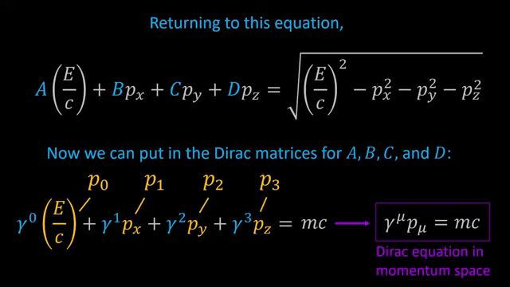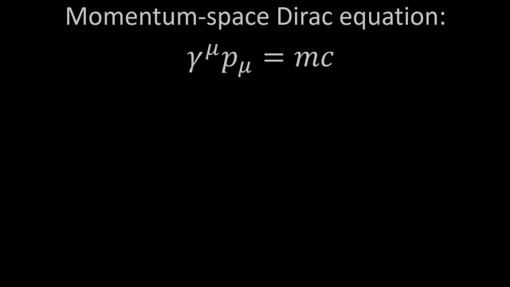And so what we're looking at here is the Dirac equation in momentum space, where we see that when you take each of the Dirac matrices multiplied by each of the components of the 4 momentum, and you add it all up, that gives you the mass of the particle times the speed of light. That's a beautiful concept, and there's so much to say about it. We've got so much exploration to do in future videos. I'm really excited for all of that.